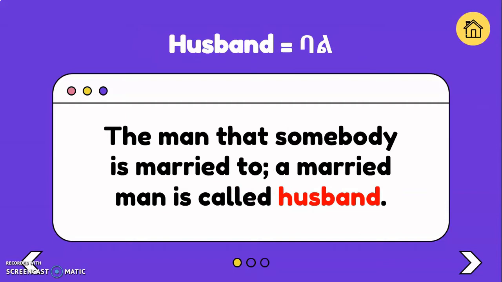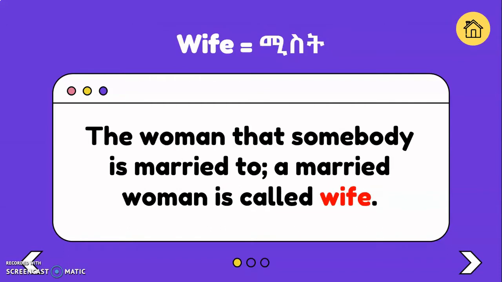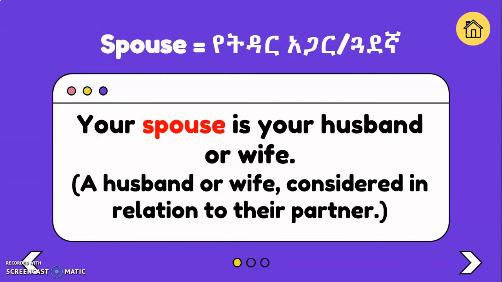Husband. The man that somebody is married to, or a married man, is called husband. Wife. The woman that somebody is married to, or a married woman, is called wife. Spouse. Your spouse is your husband or wife, or we can say that a husband or wife considered in relation to their partner is called spouse.